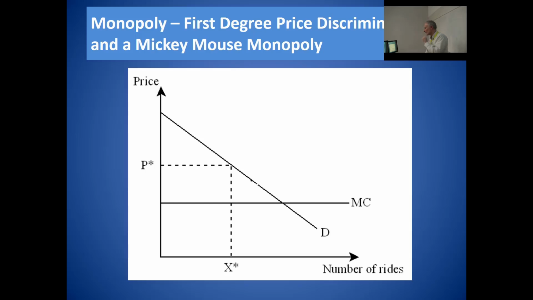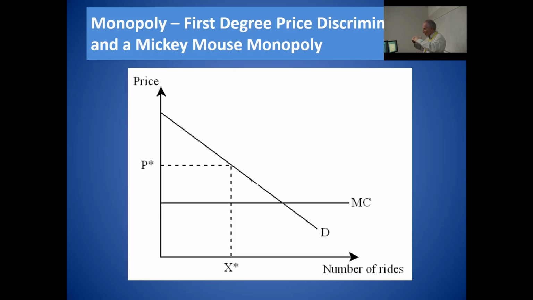Okay, so, very, very simple framework. This is the demand curve that faces Disneyland. That's the demand curve for rides. And as the number of rides increases, the price that Disneyland can charge needs to fall. So if it wants to get more customers on its rides, it needs to drop the price. So just a conventional downward sloping demand curve. To make it nice and easy, we'll say that the marginal cost of providing these rides is constant. So, what does Disneyland do?